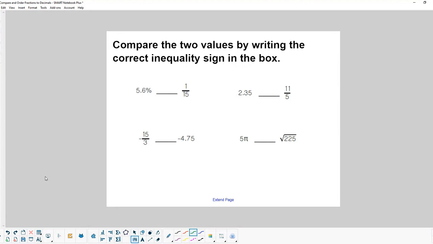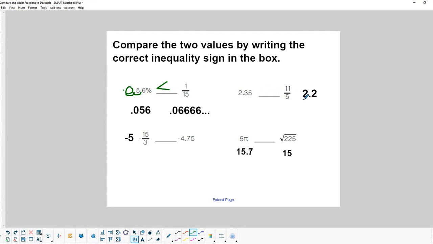Okay, our next one, we're going to compare these two. So I've got those written out. I put them all as decimals. Now on a percent, to make that a decimal, you just move the decimal two places to the left, and so you've got 0.056 there. So if you think about it, 0.056 is a little smaller than 0.066. So this is going to be less than.